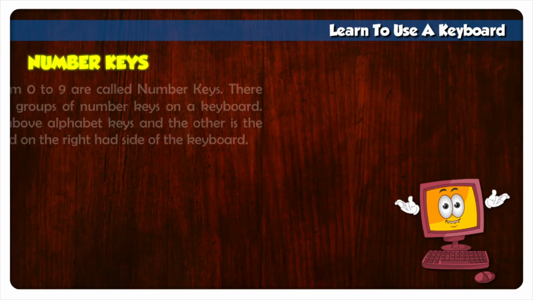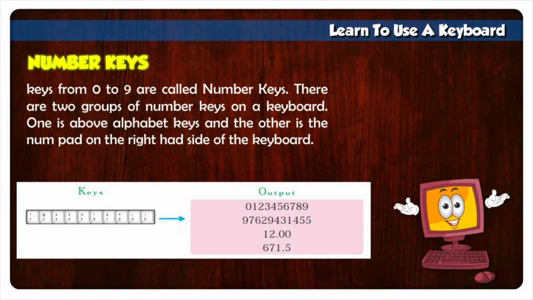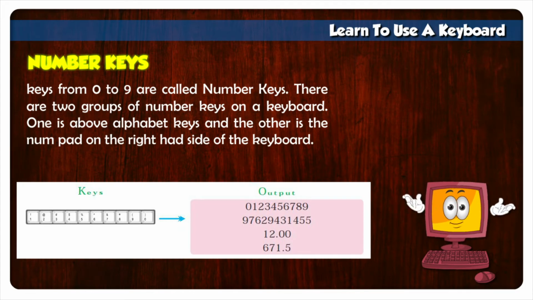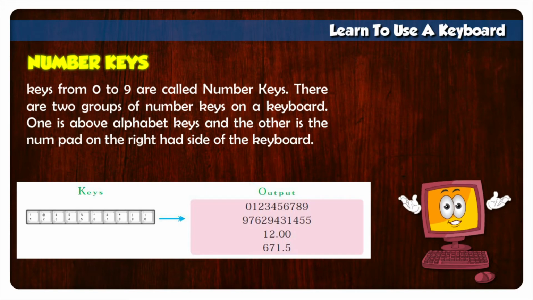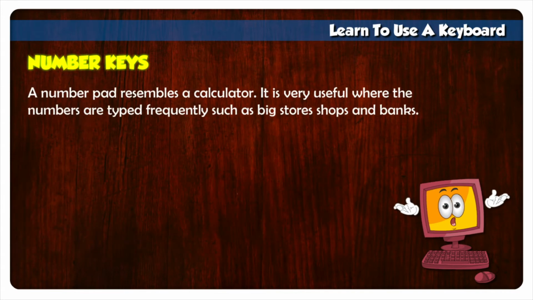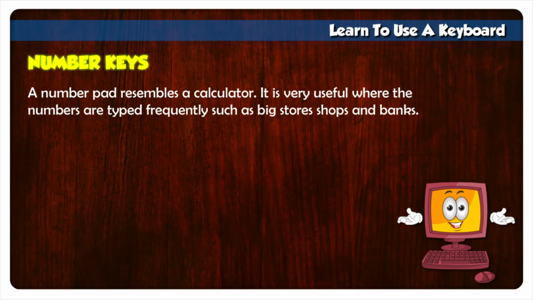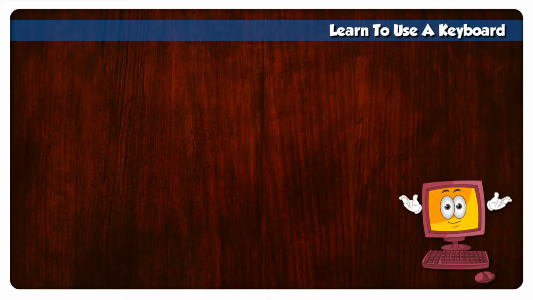Number keys. Number keys from 0 to 9 are called number keys. There are two groups of number keys on a keyboard. One is above alphabet keys and the other is the numpad on the right hand side of the keyboard. A number pad resembles a calculator. It is very useful where the numbers are typed frequently, such as big stores, shops, and banks.